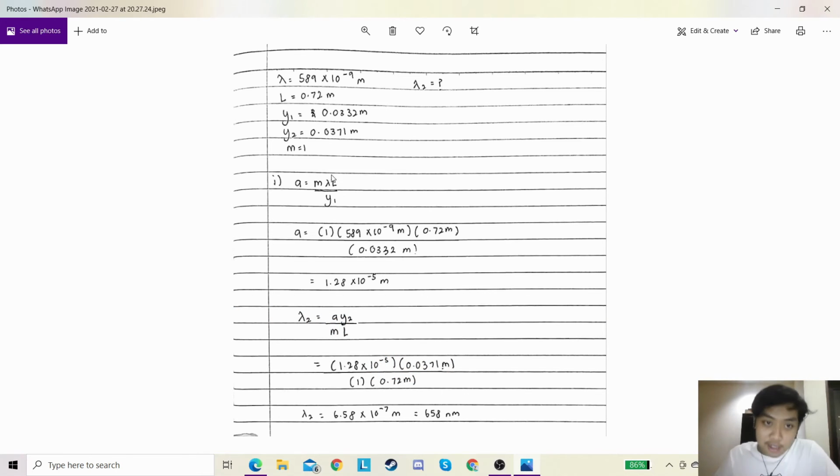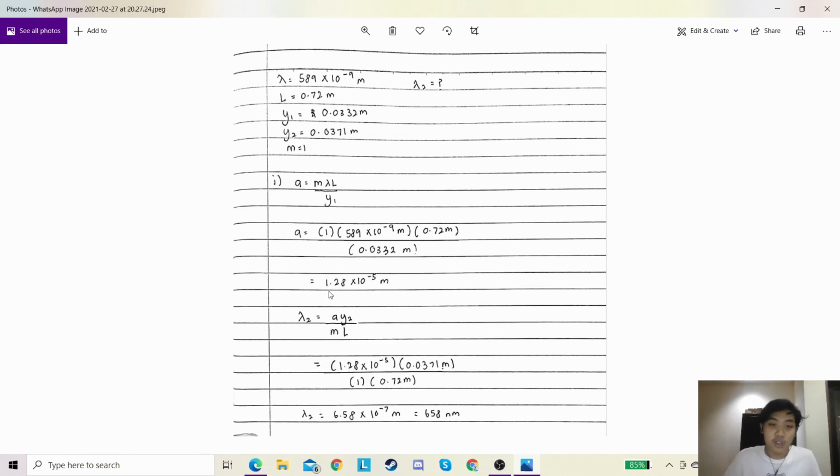Let's go. So to answer the first question, we need to use this formula to get the value of A. So we enter the value of M, the value of lambda, the value of L, and the value of Y1. The value of M is equal to 1, and the wavelength of the first source is equal to 589 times 10 power of negative 9 meter, times the value of L, which is 0.72 meter, divided by the value of Y1, which is 0.0332 meter. So when we calculate this, we get the value of A equals 1.28 times 10 power of negative 5 meter.